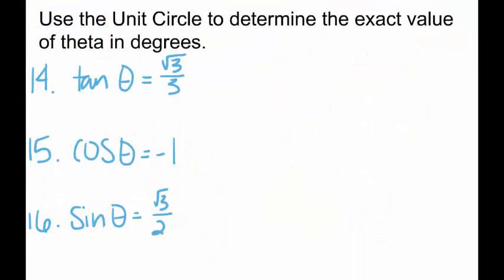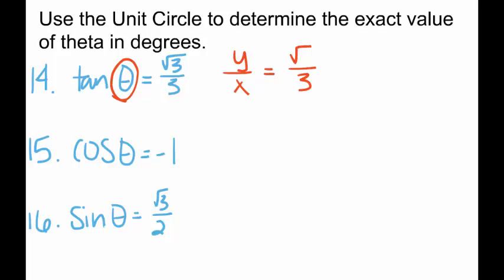Alright, now if you flip to that next page, this is where the bombardment of trig problems come in. They look like a lot. The work is very small. Very, very small. 14 through 16. Use the unit circle to determine the exact value of theta in degrees. This is saying there is some angle or angles where tangent, where y over x equals square root of 3 over 3. Or negative square root of 3 over 3.